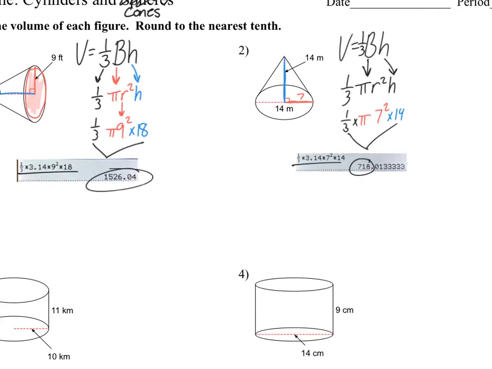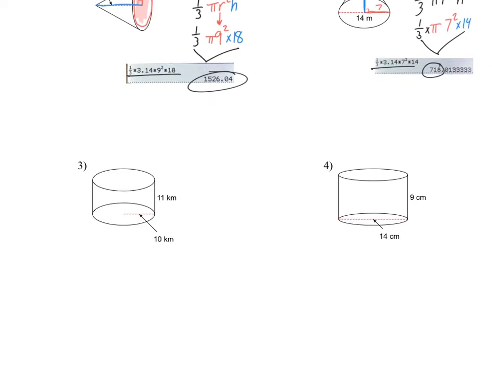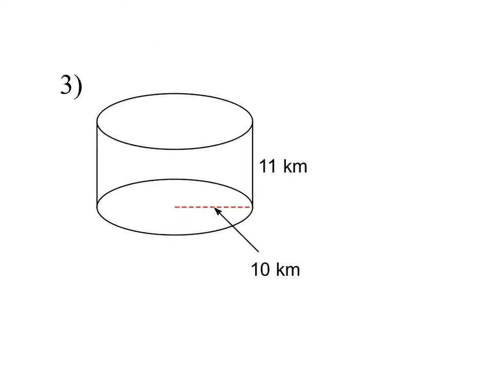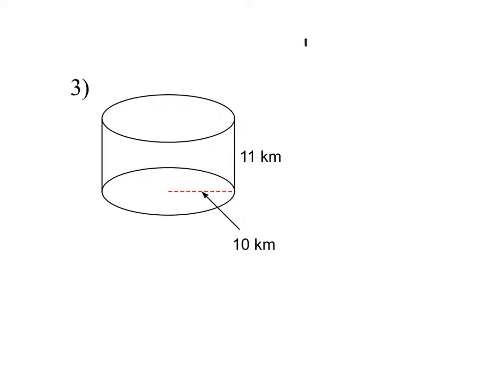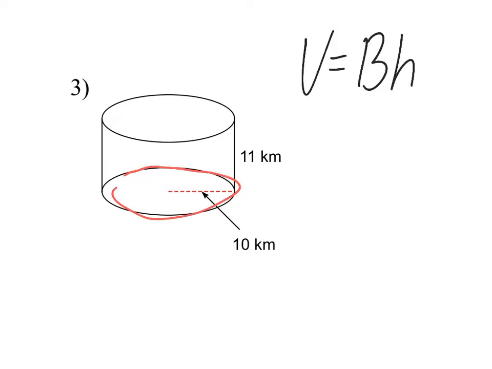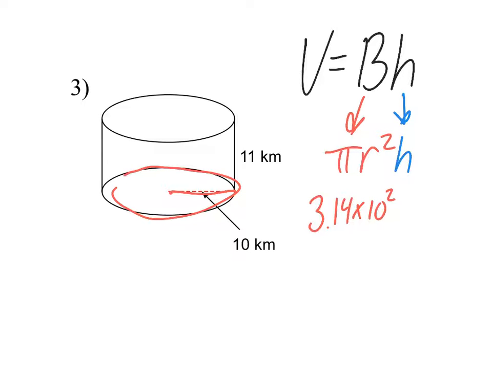Now I'm going to take a look at the cylinders. Actually, I'm going to do both of those cylinders just so you can see one with radius and one with diameter. Cylinders are a little more straightforward. It is just volume equals area of the base times the height. There's no fancy 1/3. We're still dealing with a circle right here. So our formula for area of the base is pi r squared. And we'll multiply that times the height of the entire cylinder. Our radius here only goes halfway across, so we can just plug in 10. So we're going to do 3.14 times 10 squared times the height, which is that 11 right there.